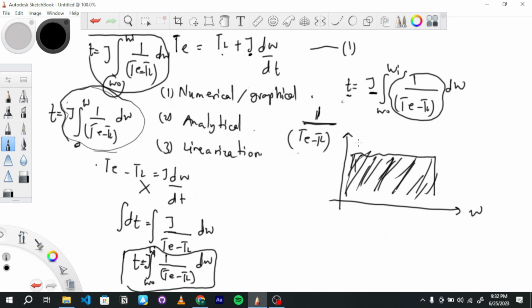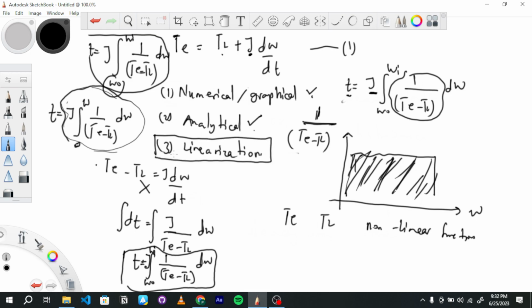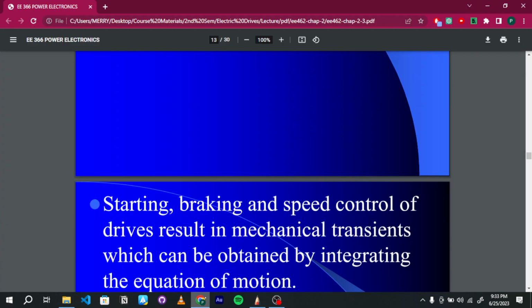But one thing you must know is that these TE and TL functions are nonlinear functions. Hence, they are complex and cumbersome, and it's difficult to integrate them. It's difficult to work with them. So it's difficult to use the graphical method, difficult to use the analytical method, which brings us to linearization, which is the method that we'll be dealing with. Since they are nonlinear functions, we have to linearize them so that they become like linear functions, and then you can work with them. Okay, so let's go to the slides and see.